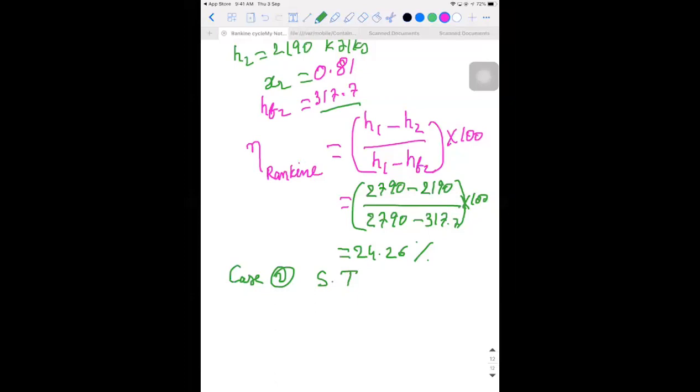what is the H1? H1 is equal to HF1 plus HFG1, or equal to HG1, because at state 1, it is dry steam. Then H1 is equal to HF1 plus HFG1 from your steam tables against 15 bar. So we'll go with 15 bar.